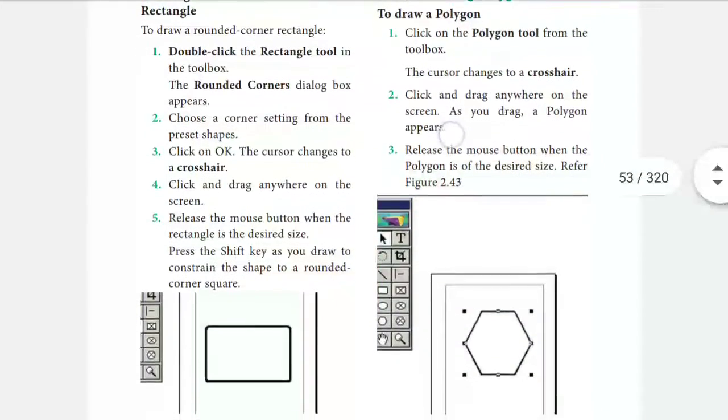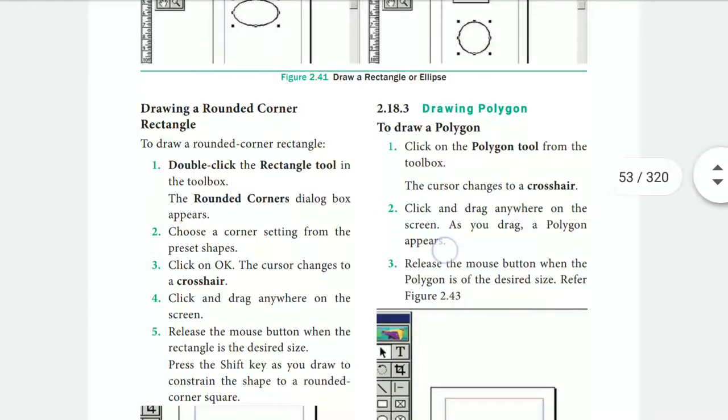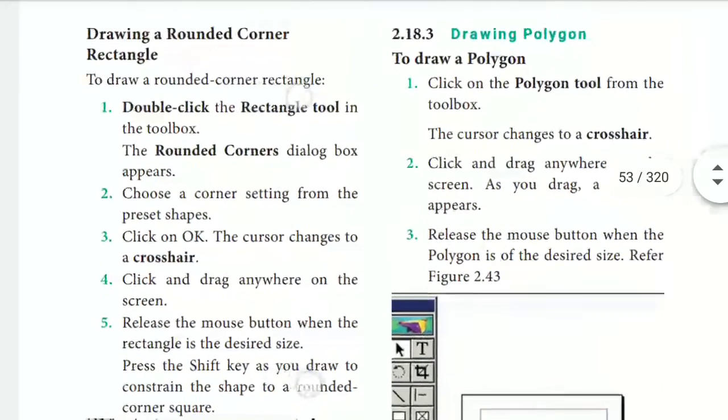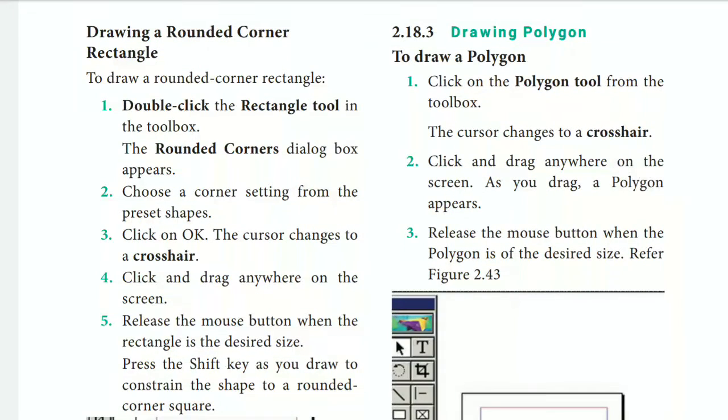Okay, so the next thing is rounded corners. If you want a rounded corner rectangle, then you can see these are all the steps to draw a rounded corner rectangle. Double click the rectangle tool in the toolbox, then the rounded corner dialog box will appear. In that, you have to choose the settings from the preset shapes. Okay, it will be available as a preset rounded corner.